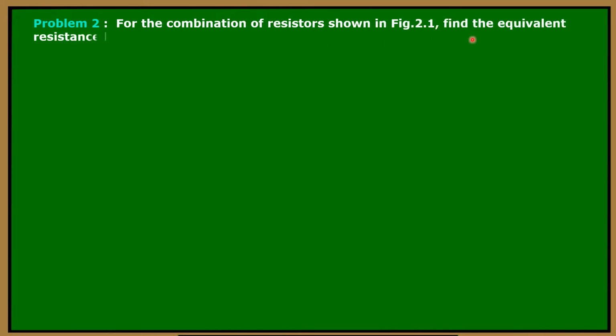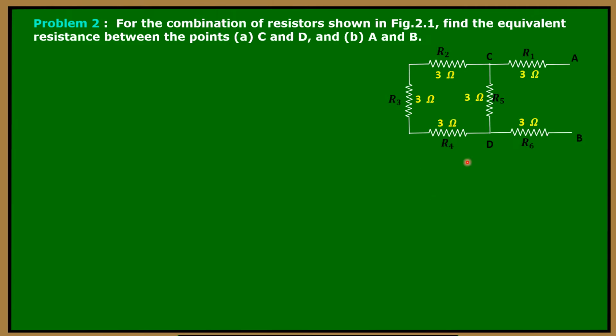Next, problem number 2. For the combination of resistors shown in figure 2.1, find the equivalent resistance between the points, first problem C and D, and second problem between the points A and B. So first I will show you the problem figure. So this is the problem figure. Totally 1, 2, 3, 4, 5, 6 resistors have been connected in this manner, and we are asked to find the equivalent resistance between C and D and between A and B.